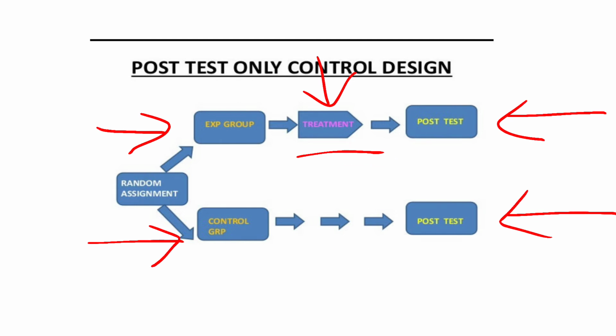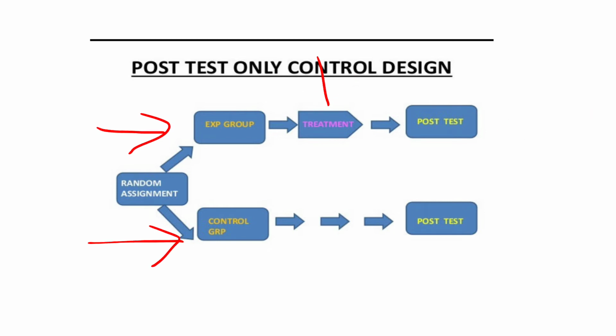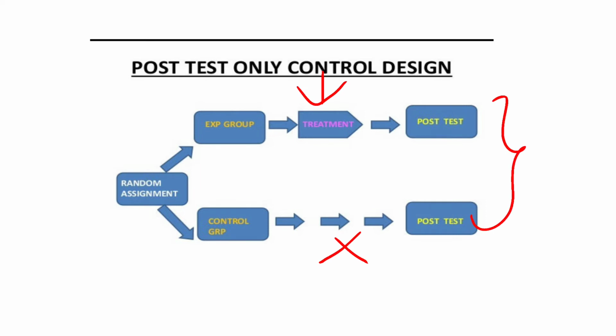So as per the example we discussed earlier, here we are randomly assigning the couples to the experimental group and control group. Then the educational intervention is given only to the experimental group and not to the control group. Then you are conducting post-test on both experimental and control group. Next, let us see the advantages and disadvantages of post-test only design or after-only design.